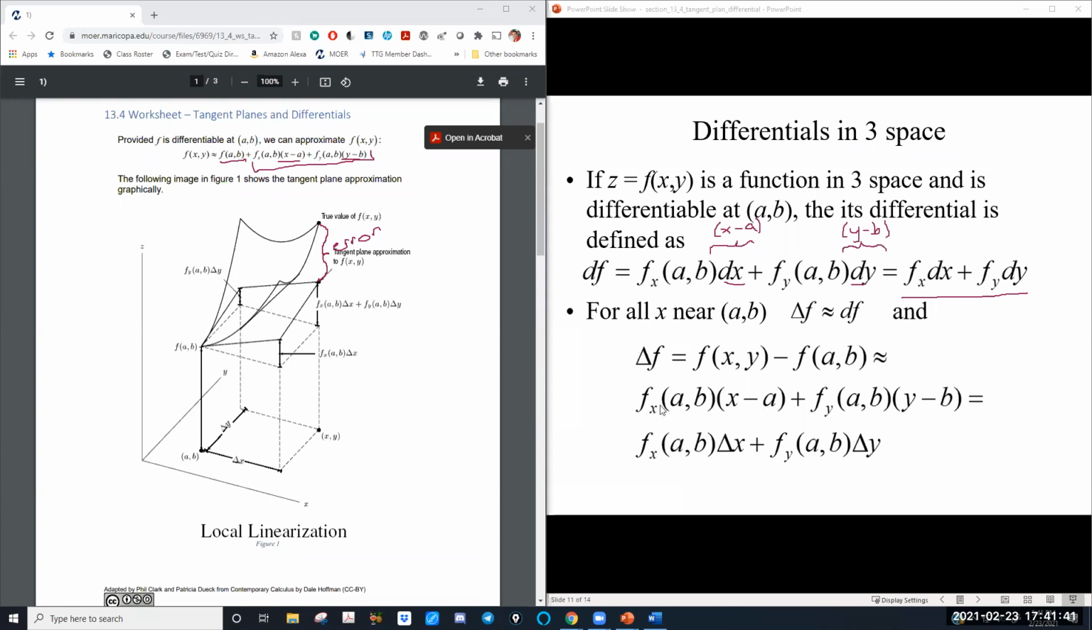All right. Questions about the differential?